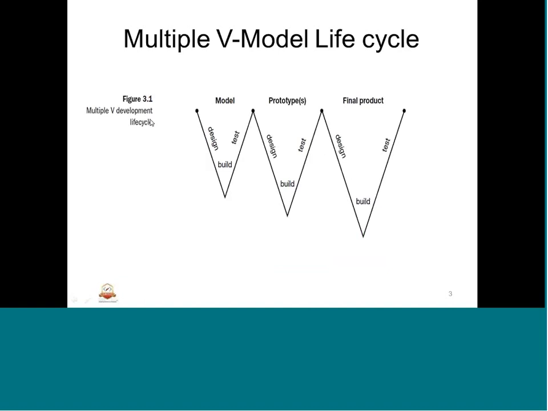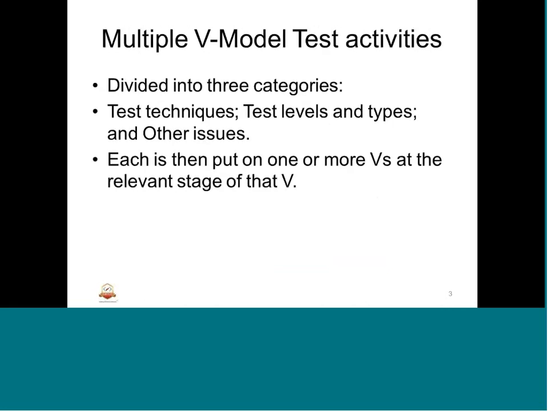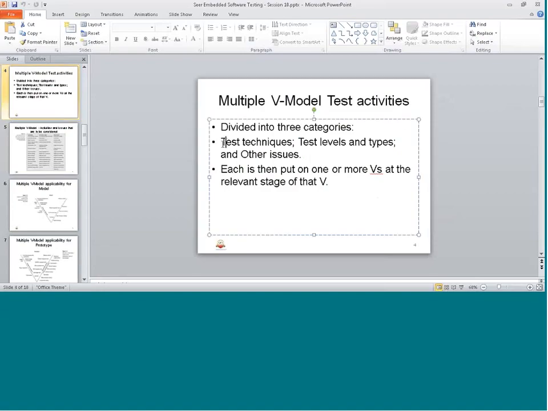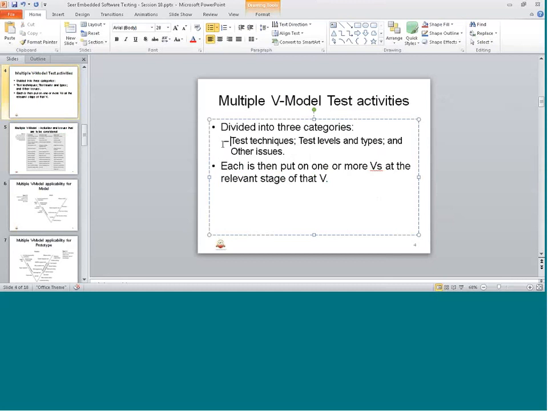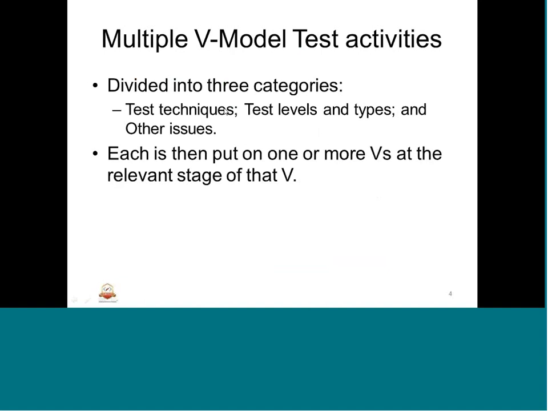Okay, so in the multiple V model life cycle, we have testing activities defined as below. It's basically divided into 3 categories: test techniques, test levels and types, and other issues. So these 3 categories are how we divide the V model test activities.